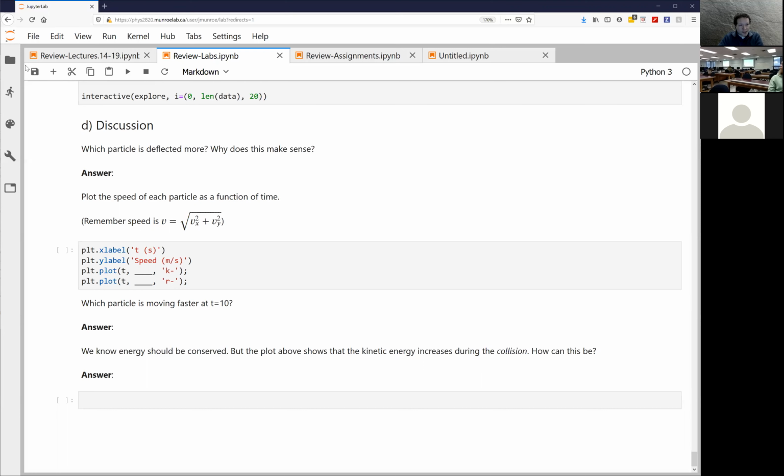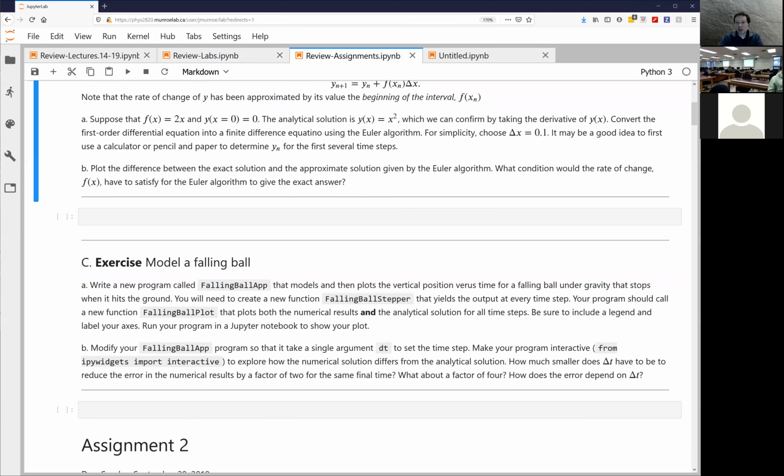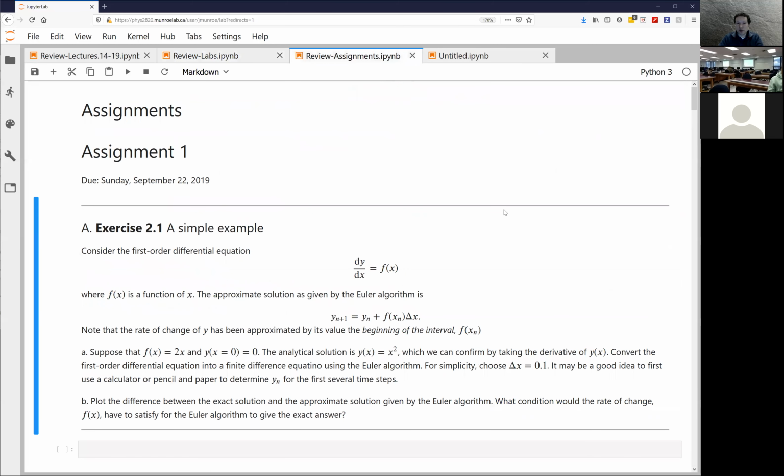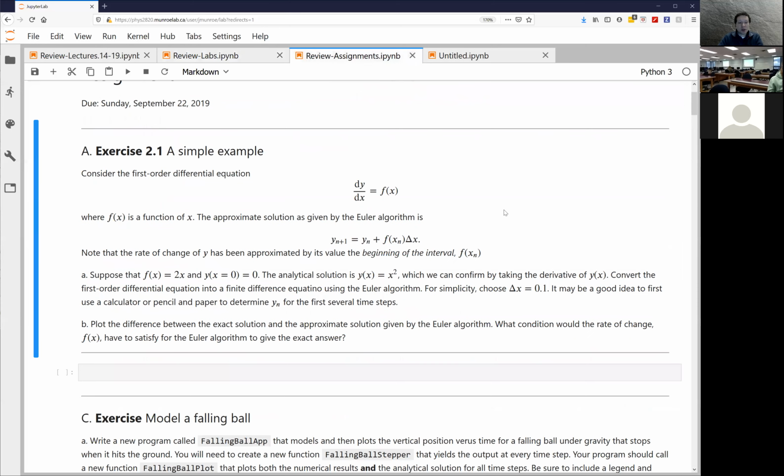Okay, so that's sort of my summary, I think, of the labs, just to narrow it down. And let's just do the same thing for the assignments in terms of which assignment questions I think are worth reviewing again. Assignment question number 1 was a very simple problem. It was just, can you solve the differential equation dy/dx equals 2x? Okay, it was a very simple thing: can you just evaluate an Euler algorithm?